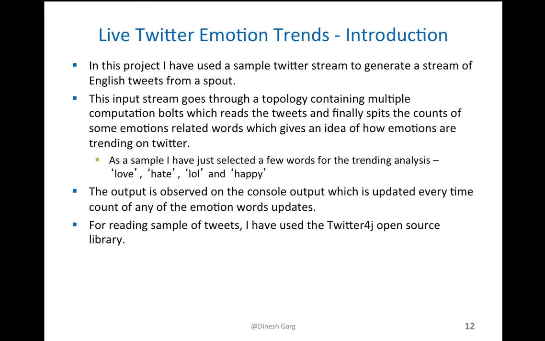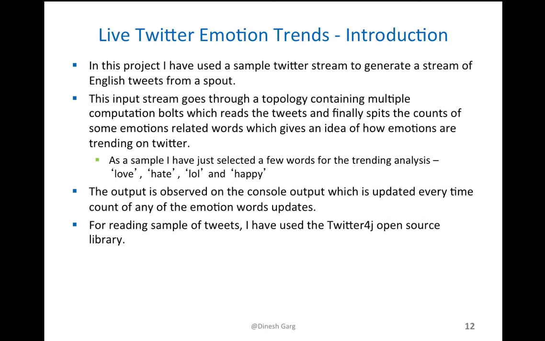So let me talk about what my project is all about. In this project, I've used a sample Twitter stream to generate a stream of English tweets from a spout. This input stream goes through a topology containing multiple computation pools, which reads the tweets and finally spits out the count of some emotion-related words, which gives an idea of how emotions are trending on Twitter. So I'm really trying to show you how, as time passes and you keep getting more and more tweets, the emotion trend goes in those tweets.